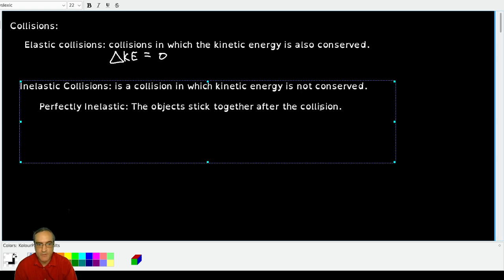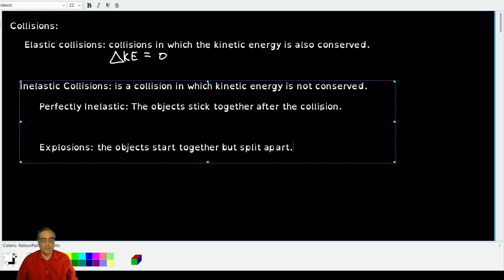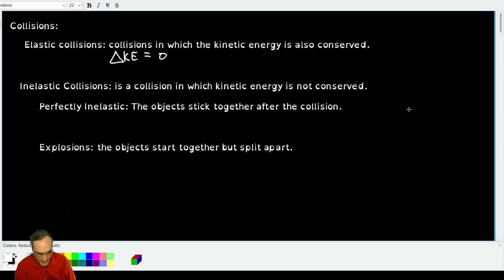The other one that textbooks don't talk about, and is kind of just me making my own thing up, is that there are explosions. And in this case, the objects start together but split apart. This would include literal explosions, like you have a bomb in its casing and then it blows up and the pieces go flying everywhere. Or, somewhat simpler to think about, would be like a bow and arrow where you let go of the bow and it fires the arrow. It's like an explosion. These are both interesting because the kinetic energy is not conserved in very particular ways.